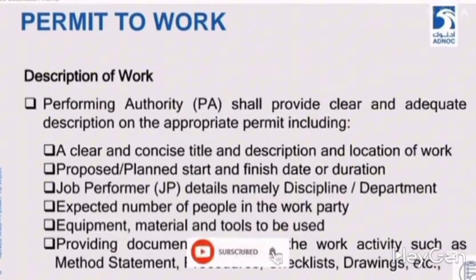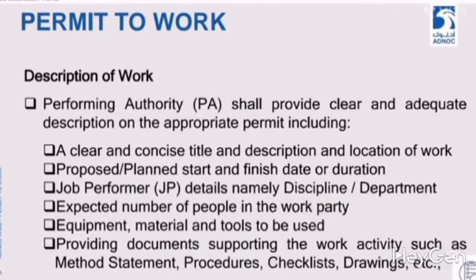So, whose responsibility is it to explain the things we have to do in the work description? First of all, it is the responsibility of the performing authority, which will be the PA, to clearly describe in the permit what work we have to do. Now comes the question of what will come in clearly describing. But first of all, a clear and concise title and description and work location, in which area and in which plant, which equipment and what activity needs to be performed.